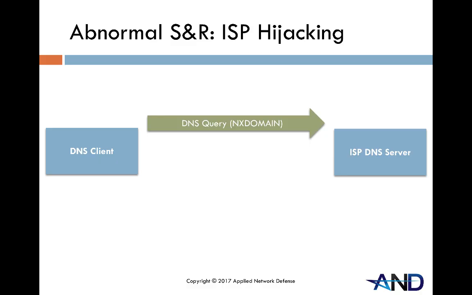If you try to query for a DNS name that doesn't exist, the authoritative server will respond and say that name is not found, and then the client will have to either try again or you'll have to re-enter the domain again, whatever's going on the application side. However, in this case, that's not what's going to happen. The ISP is actually going to respond to this query with an IP address, but it's going to be their own IP address.